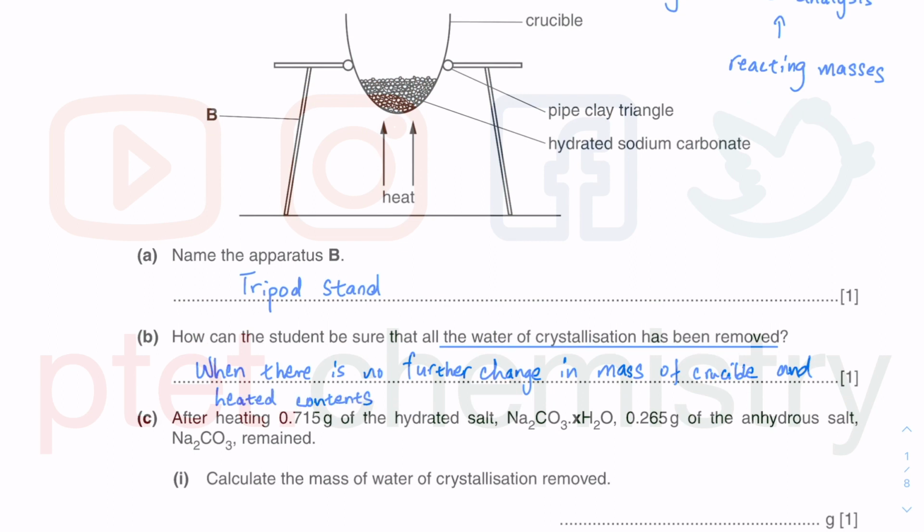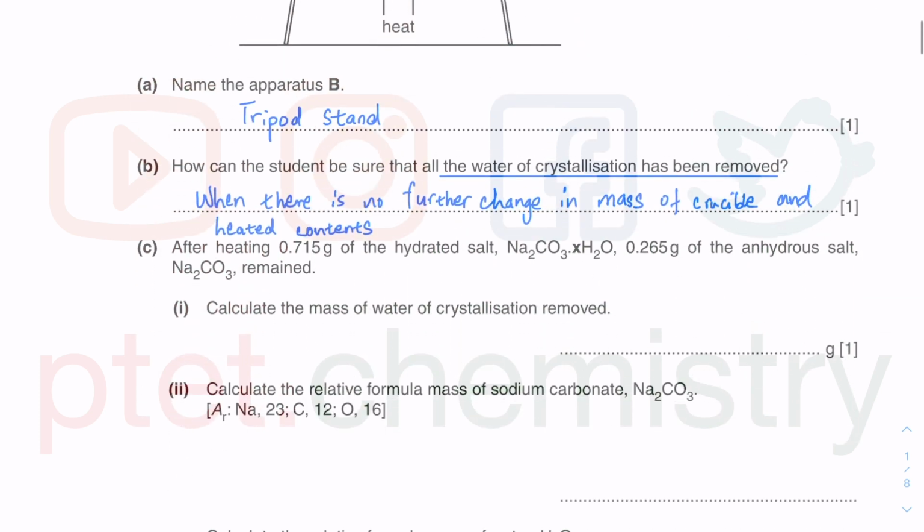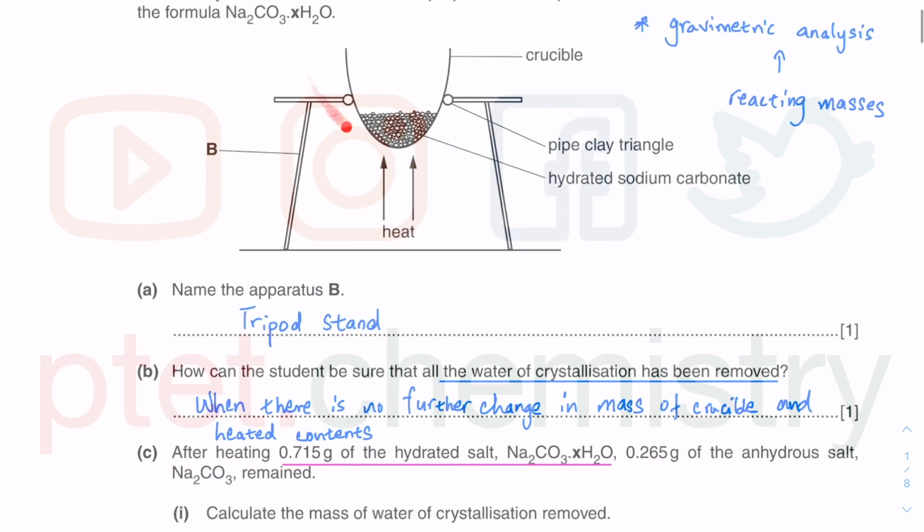Basically, after you heat it, you wait. You heat it a second time, you wait. There should be constant mass, because if the mass is still changing, it means water is still coming off, well, as steam, I guess. On to the next part of the calculations, which is you heated 0.715 gram of this solid. So of course these are contained within the crucible as your container.